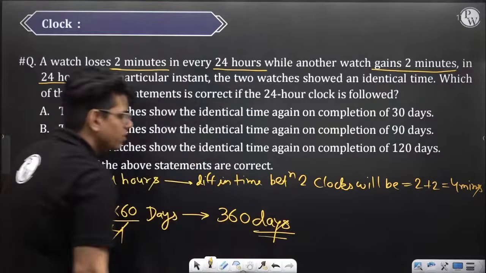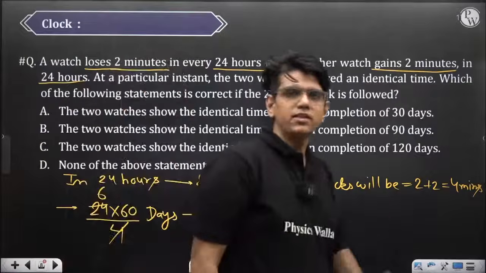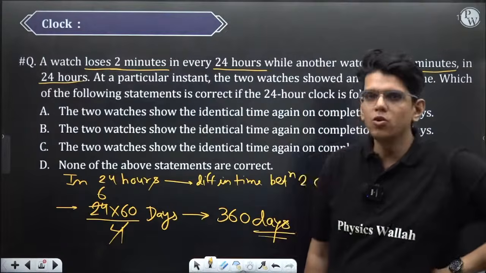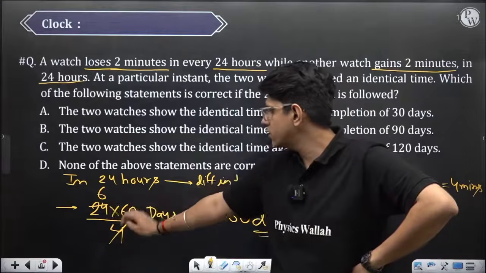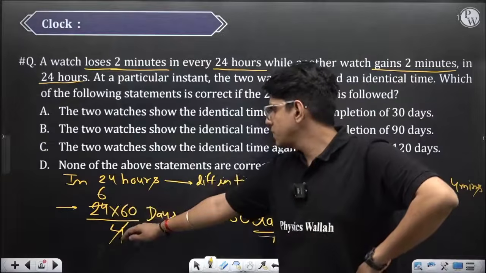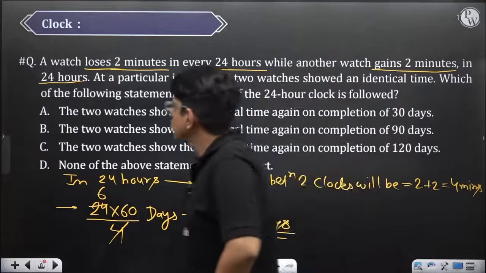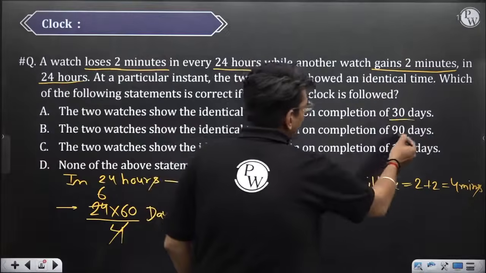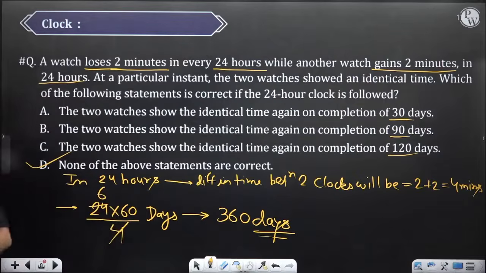Understood? Because in a day, the difference between the two clocks is 4 minutes, and we have to cover 24 hours, so that the time is again the same between the two clocks. That is, total minutes are 24 into 60. We have to cover 24 into 60 minutes to get the identical time again. So we are dividing 24 into 60 by the difference in a day. So we will get the number of days. So look at the options. The two watches show identical time after 30 days? No. 90 days? No. 120 days? No. The answer is 360 days. So the answer will be D.